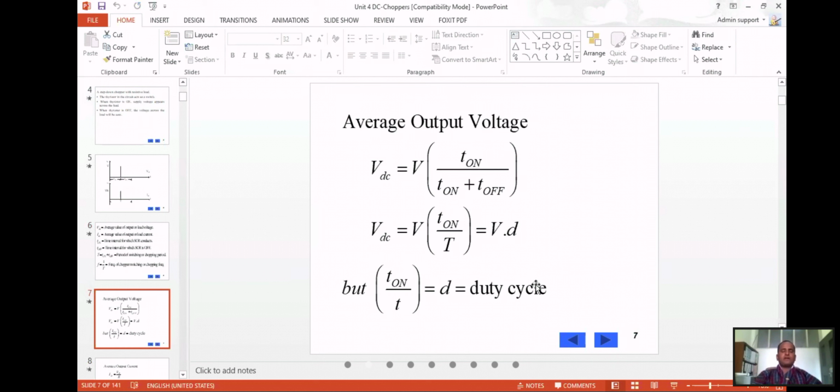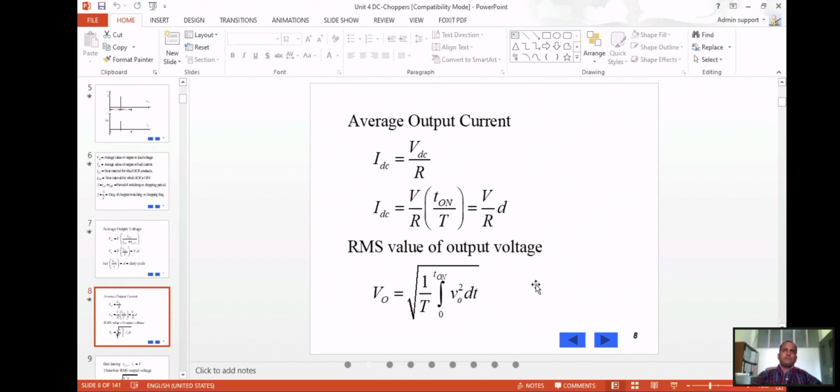Now suppose you are given the total time and the T on time, and you are asked to find the duty cycle. It's quite simple. D will be equal to T on divided by T. You might have calculated duty cycle in other cases also. So it's similar: just find the total time and the on time, and you can find the duty cycle of that particular circuit. T on depends on whether the SCR is on or off, that is, how long the thyristor is on.